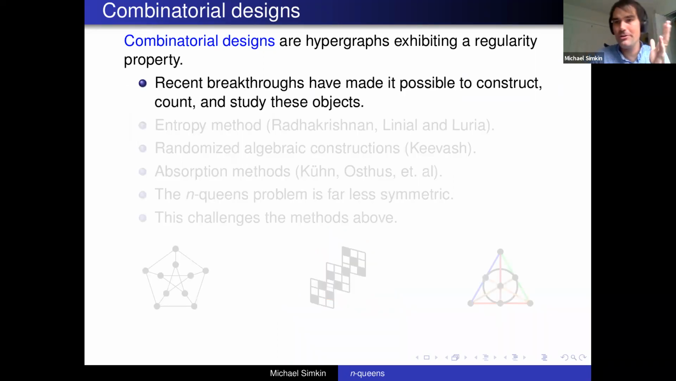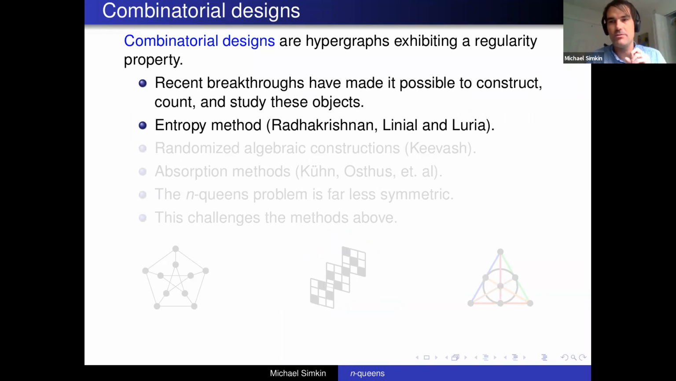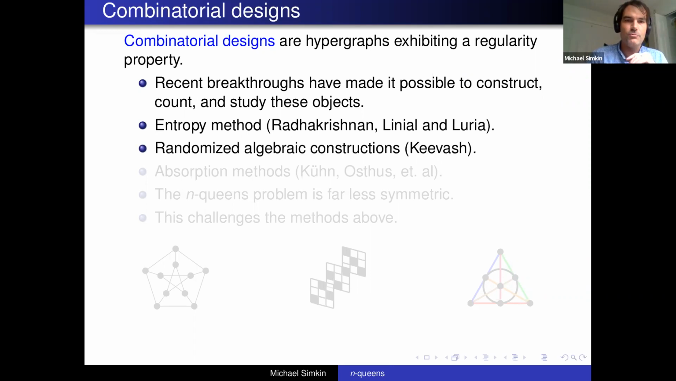So here are just some recent breakthroughs regarding combinatorial designs. The entropy method, which I've already mentioned and will talk about again, you use to upper bound the number of combinatorial designs. Randomized algebraic constructions were originally used to prove the existence of designs. Then subsequently, there was an alternative proof using a different method called iterative absorption. But all of these methods were used to attack problems initially that were very symmetric, such as the ones that I showed you: regular graphs, Latin squares, Steiner triple systems.